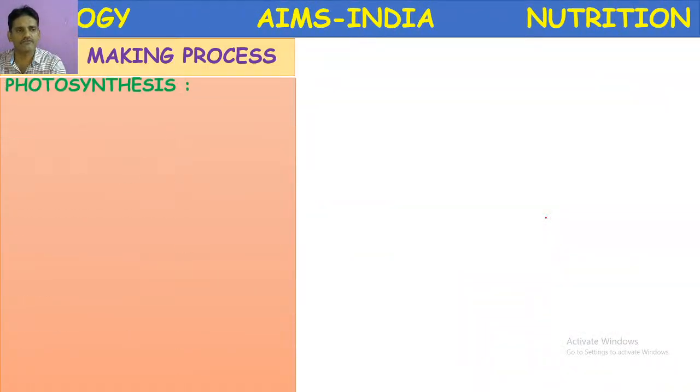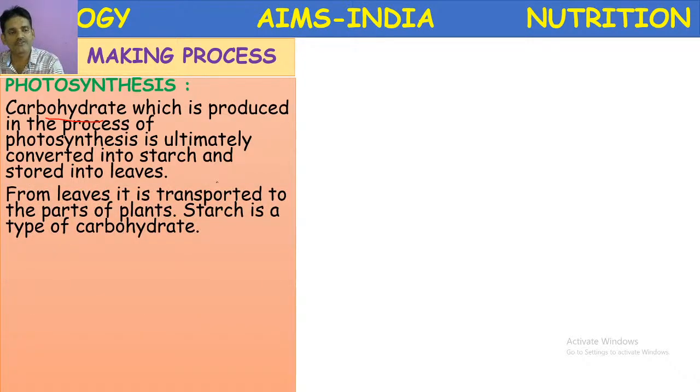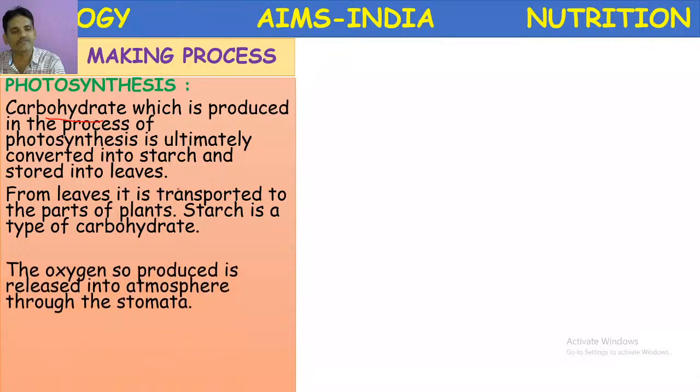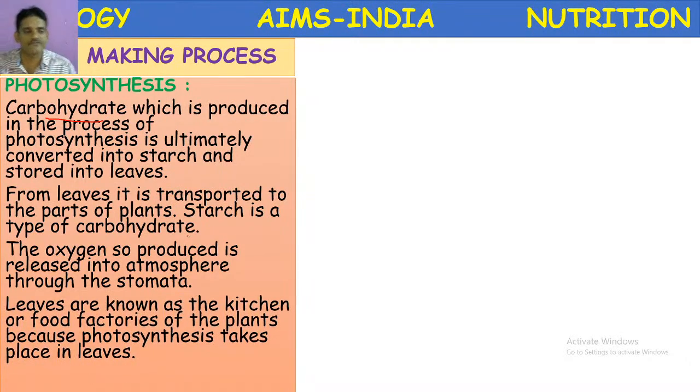Food making process, photosynthesis. The carbohydrates which are produced in the process of photosynthesis are ultimately converted into starch and stored in leaves. From leaves, it is transported to the parts of the plant. Starch is a type of carbohydrate and it is stored in different parts of the plant. The oxygen produced is released into the atmosphere through stomata. Stomata play a very important role in the exchange of gases and also in transpiration.